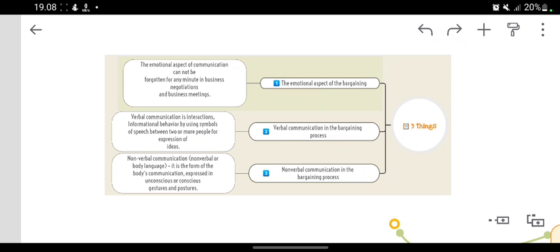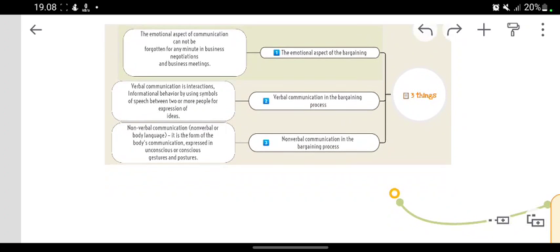The main functions of verbal communication are information, or transference of information, ideas, letters of intent. Number two is combining, and number three is emotional or feelings. Next part is nonverbal communication in the bargaining process. Nonverbal communication, or body language, is the form of the body's communication, expressed in unconscious or conscious gestures and postures.